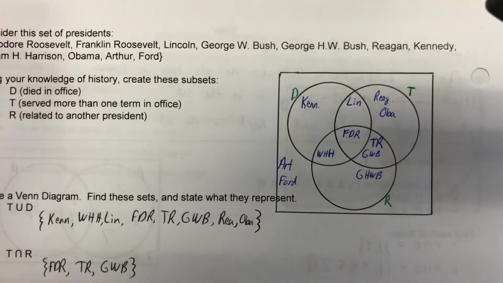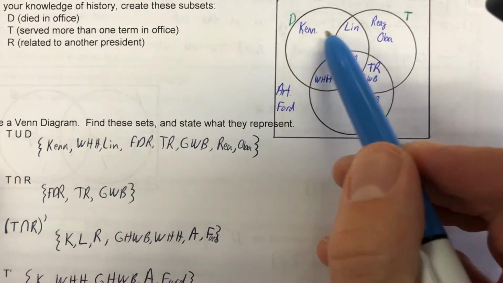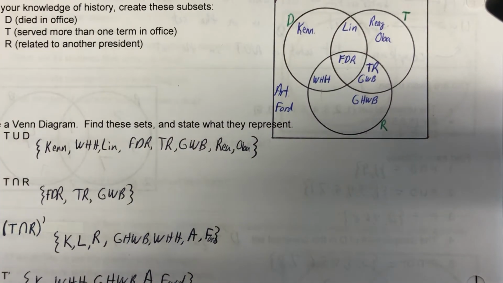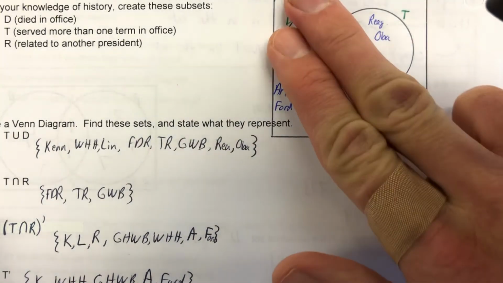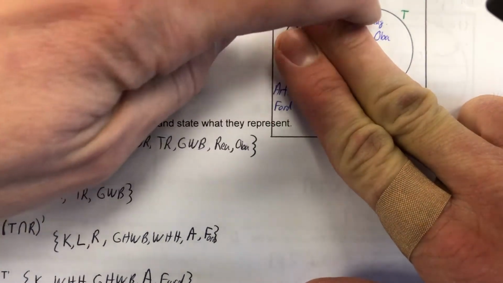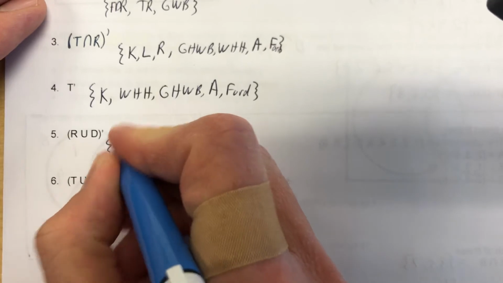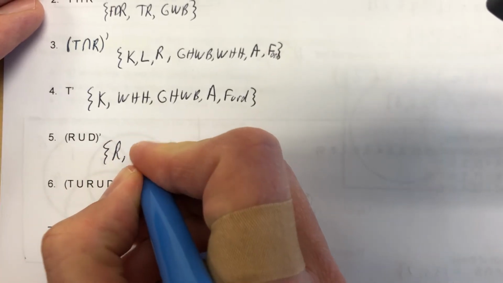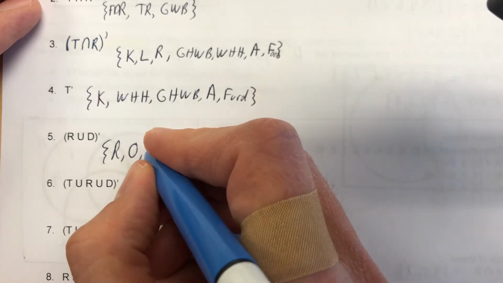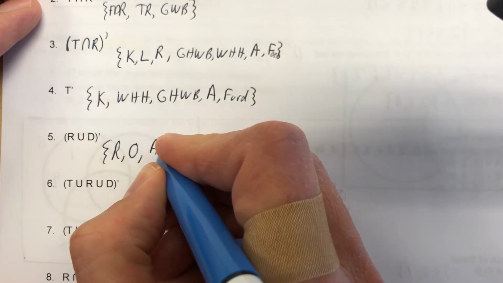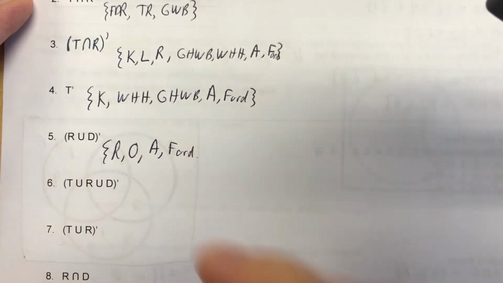Okay, R union D, let's deal with what that is first. R union D is R, D, you list them all. But basically I want what that isn't. So I don't want R, I don't want D, I want everything else. So it's Arthur, it's Ford, it's Reagan, it's Obama, but it's nothing that's in the R or the D circles. So Reagan, Obama, Arthur, Ford. All right.